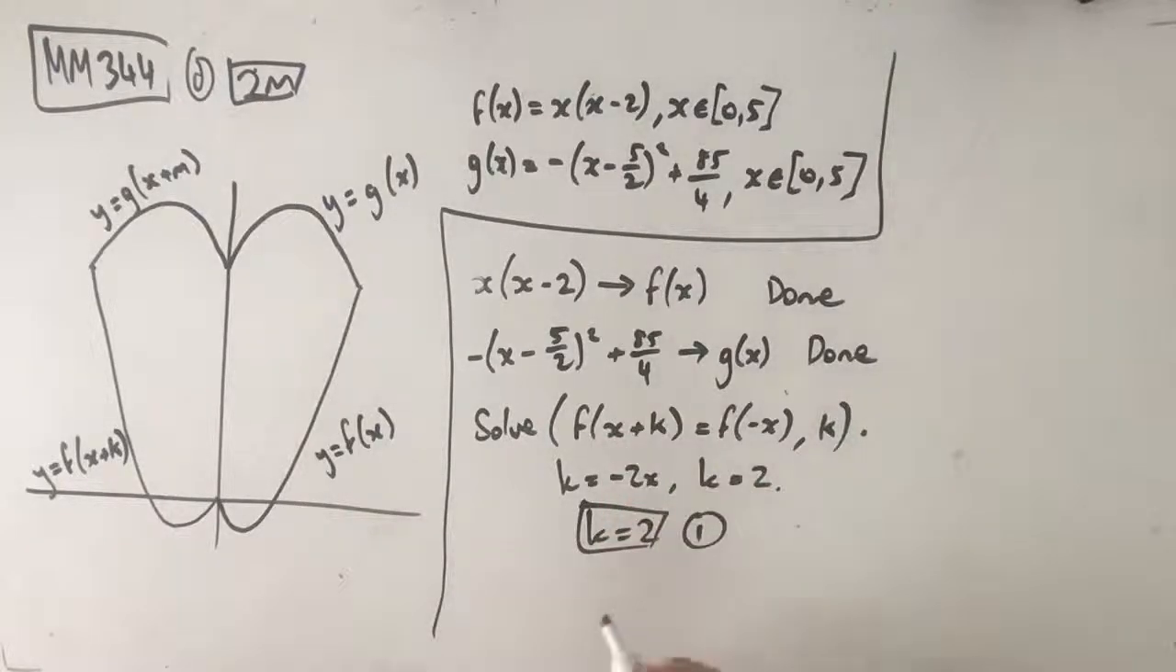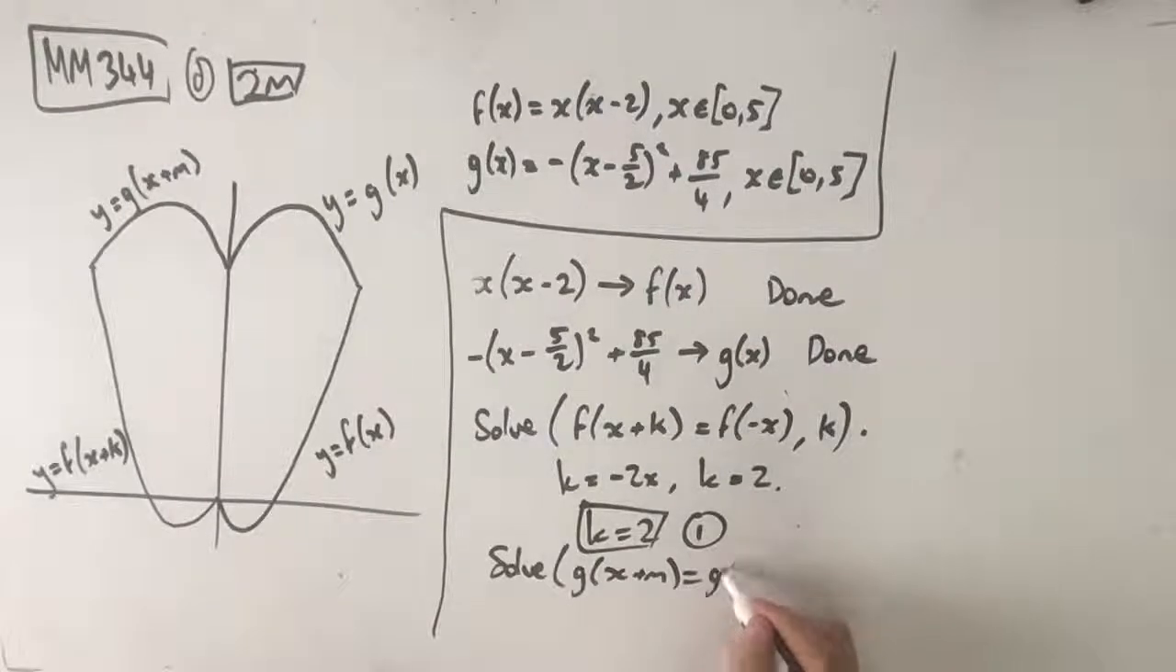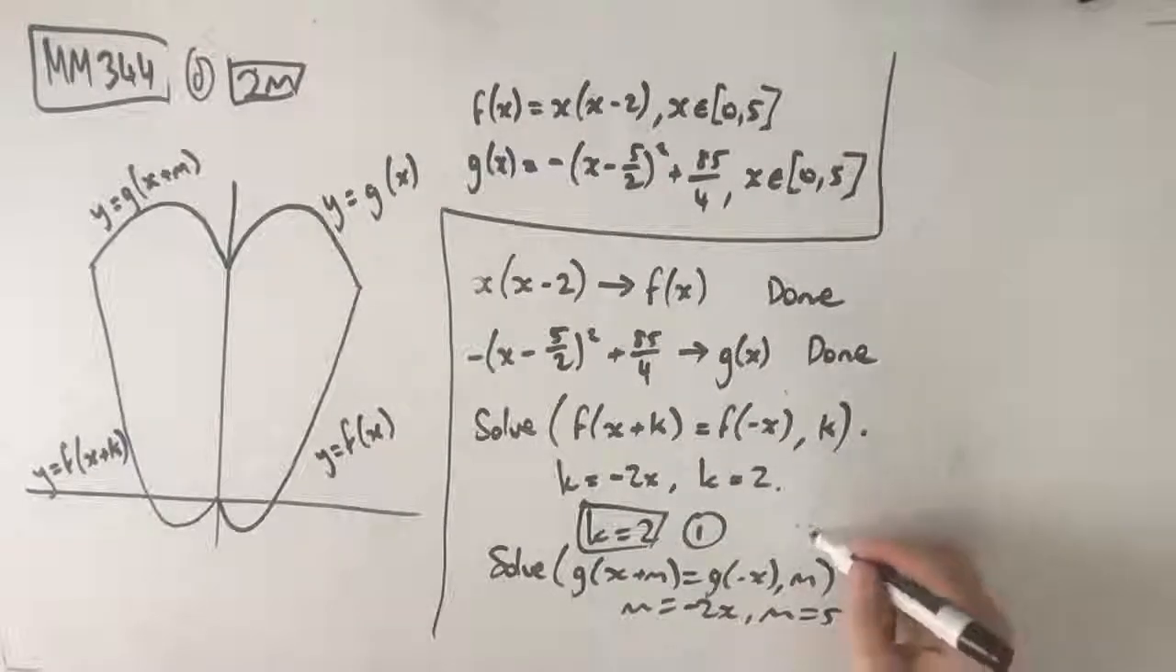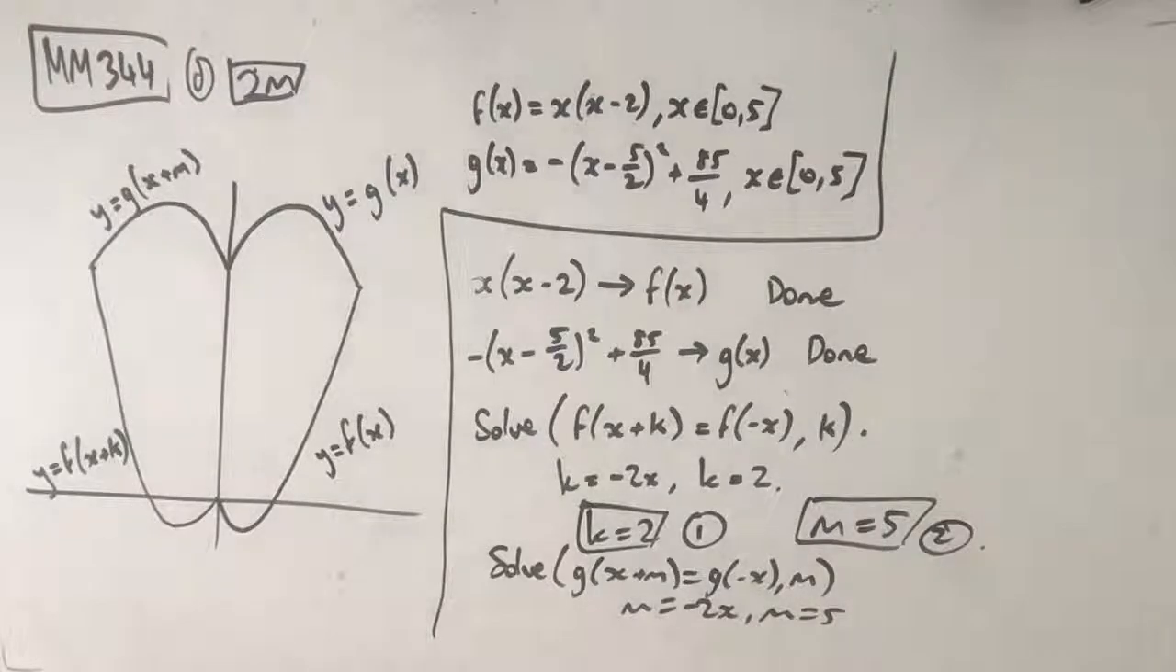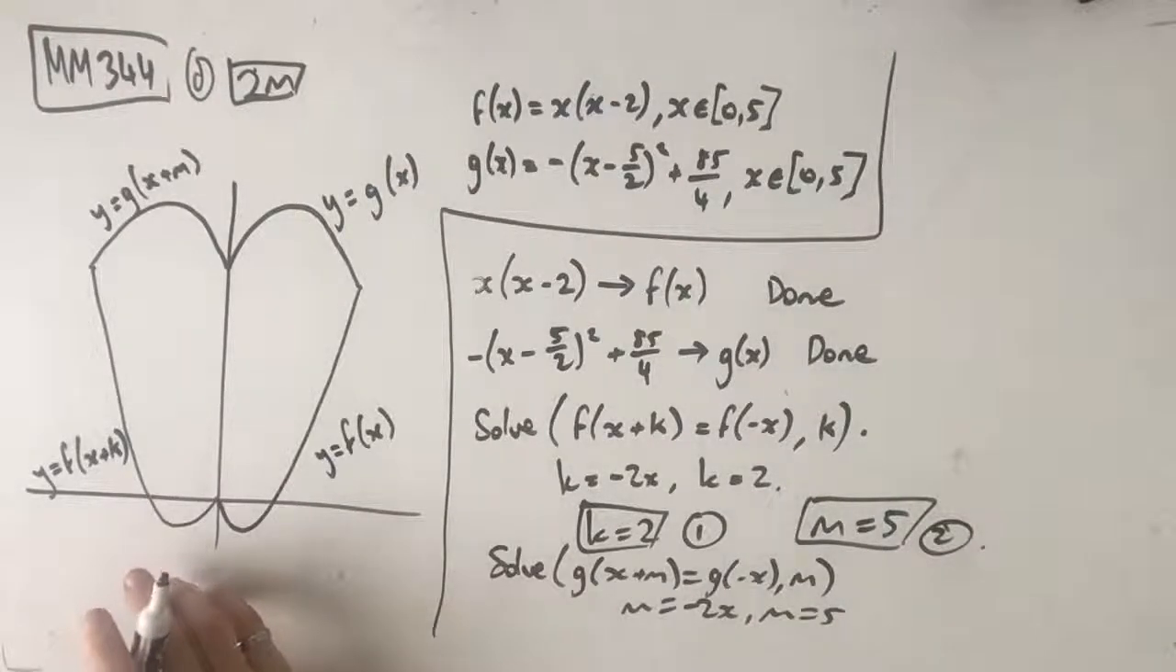I would do exactly the same thing here. So then I would say solve g of x plus m equals g of negative x for m, and then that would give you m equals negative 5 or m equals 5. Since m is a positive real constant again, m equals 5. That's your second mark.